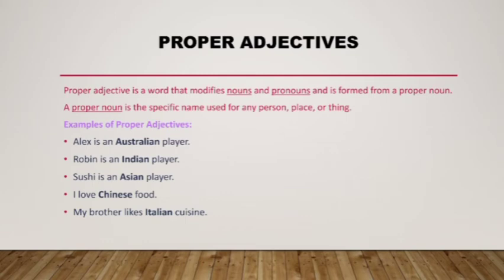Alex is an Australian player. So here Australian is a proper adjective. Robin is an Indian player. Again, Indian here is a proper adjective. Sushi is an Asian player. I love Chinese food. My brother likes Italian cuisine. So all these highlighted words, Asian, Chinese, Italian, come from proper nouns and here they are describing a noun. So they are known as proper adjectives.